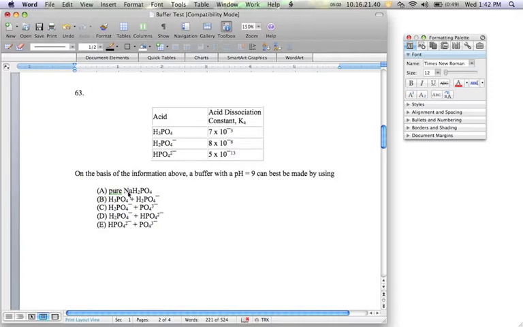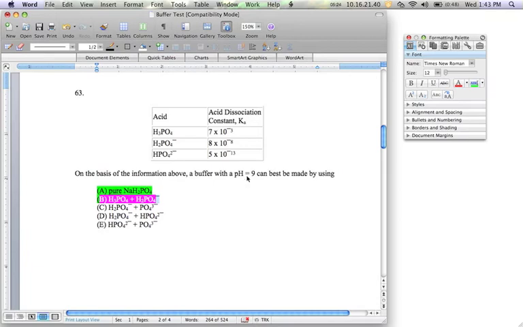So if you look at this, pure sodium dihydrogen phosphate, that's not a buffer. So that's out. So you can cross that one out. If I could cross it out, I would, but I can't. Then we have, maybe I can just color it, and then there we go. Oh, didn't mean to color that one.